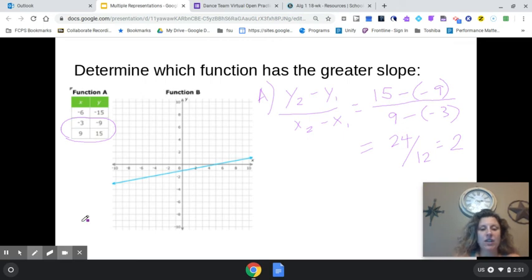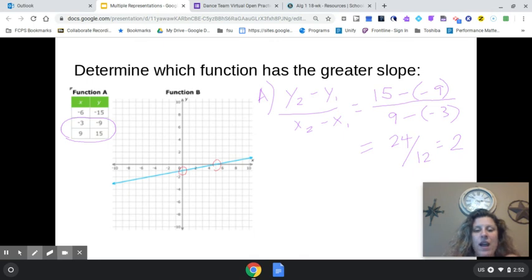Okay, for function B, I'm going to go ahead and use the graph and calculate rise and run. So on this particular graph, I see a point at 0, -1. I'm going to use that point. And I see another point at 5, 0. So those are the 2 points that I'm going to use to find the slope.